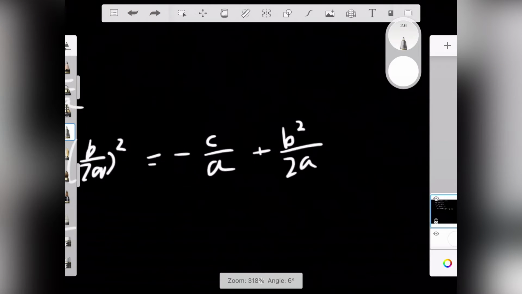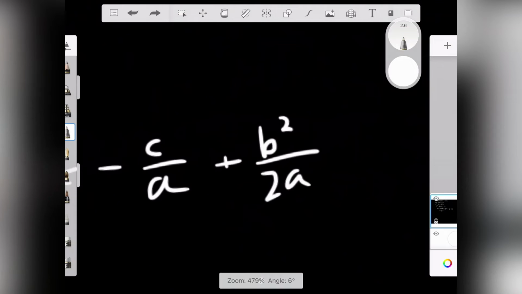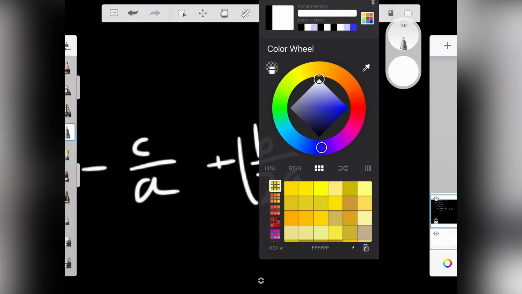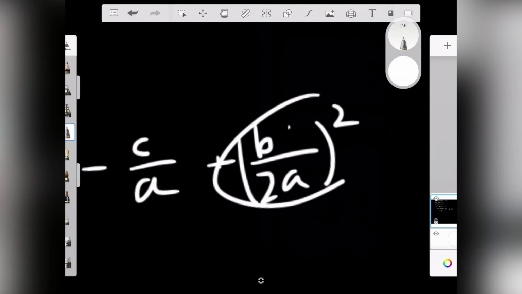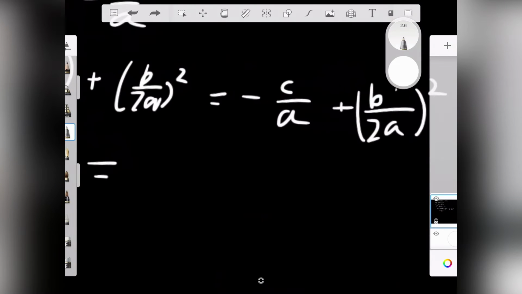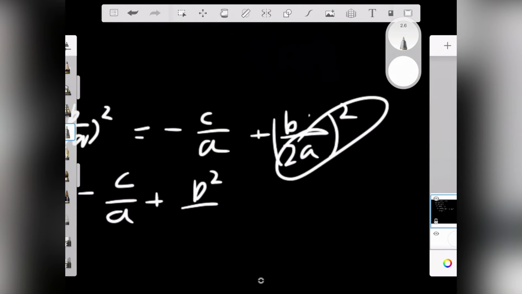Now for this expression, I want to make it simpler. Sorry, this should be this square, the whole fraction squared. So now this equals b squared divided by 4a squared.